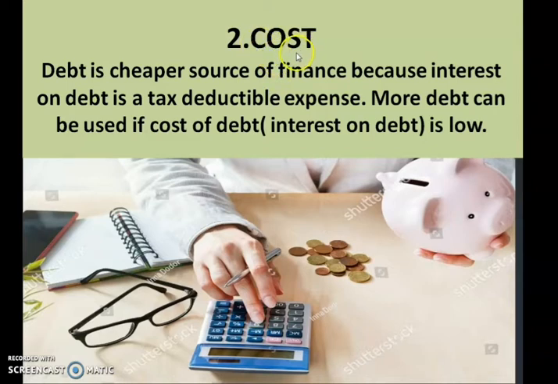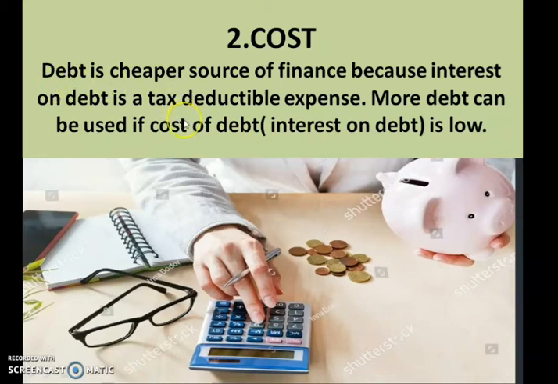the cost. Normally, debt is a cheaper source of finance. Why is it a cheaper source of finance? Because interest on debt is a tax deductible expense. More debt can be used if the cost of debt, that is interest on debt, is low. Suppose interest on debt is less. In that circumstance, you can go for debt as a source of finance. In times when interest on debt is low, you can select debt as a source of finance.